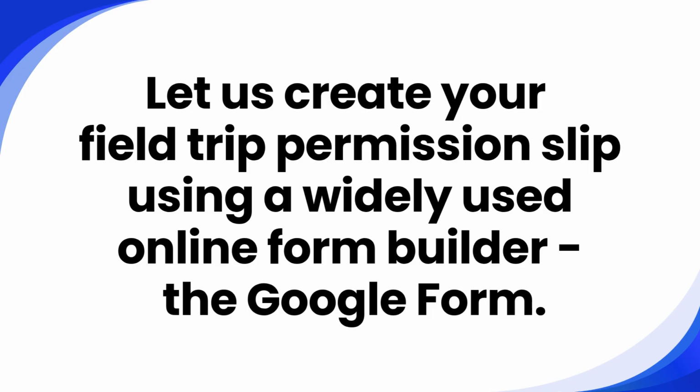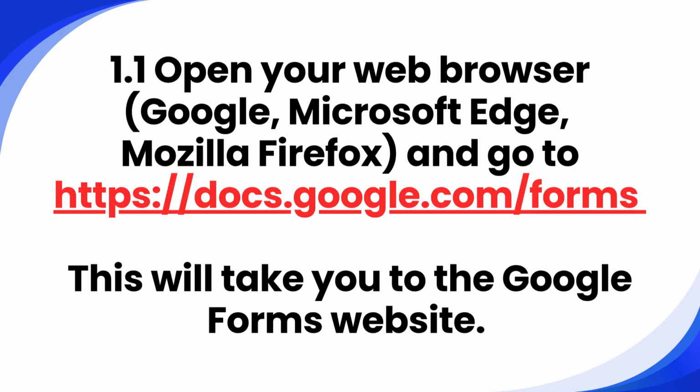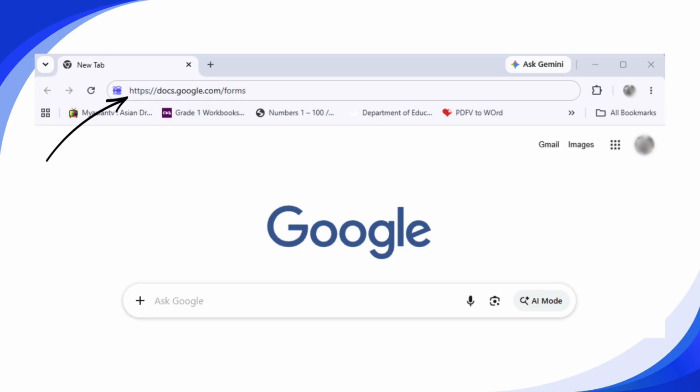Let us create your field trip permission slip using a widely used online form builder, the Google Form. The procedure is step 1, access Google Forms. To access Google Forms, you will open your web browser, like Google Chrome, Microsoft Edge, or Mozilla Firefox, and go to this link. This will take you to the Google Forms website. When you type the link on the address bar, you will see this, and then you click enter.